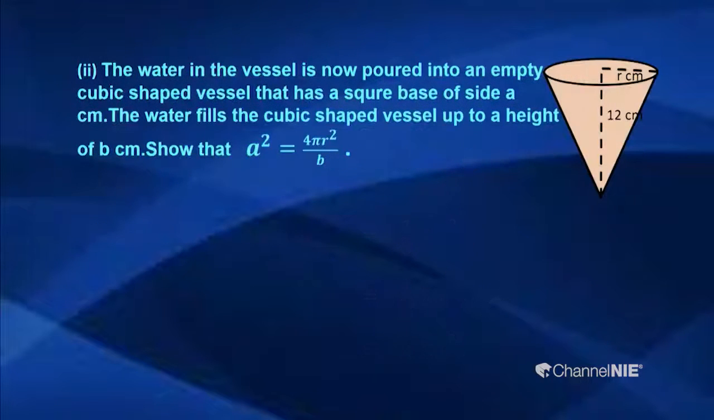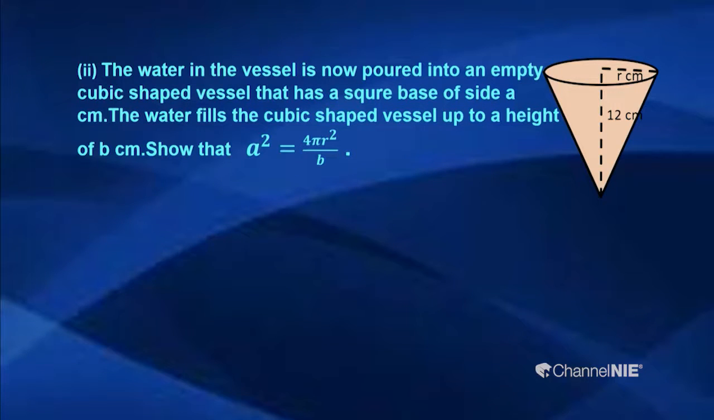Okay. Then what is the next one? The water in the vessel is now poured into an empty cubic shape vessel that has a square base of side a centimeter. The water fills the cubic shape vessel up to a height of b centimeter. Then they ask to show a squared equals 4 pi r squared over b, right.